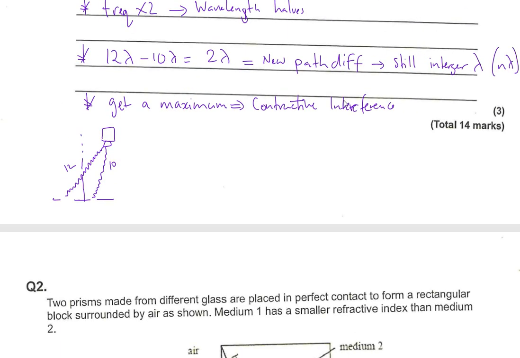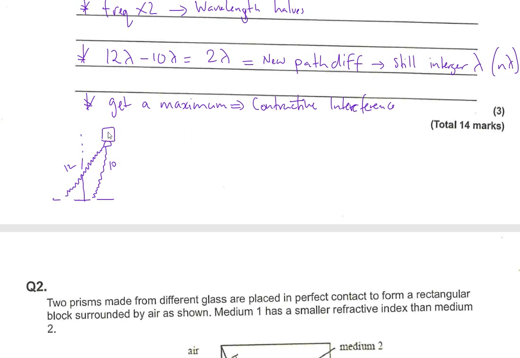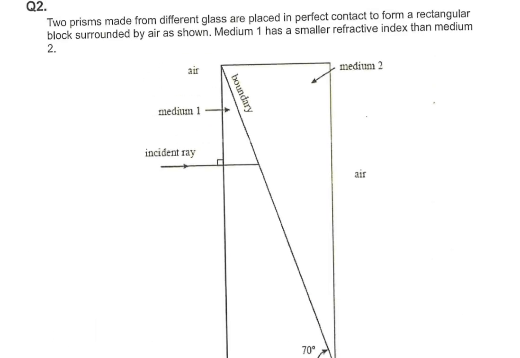Okay, 1 lambda, 2 lambda, and so on. So therefore, the wave will still meet here in phase. So therefore, we get a constructive interference on this particular point. Good. Now let's move to the next question.